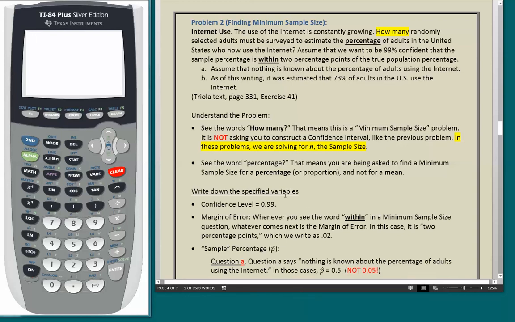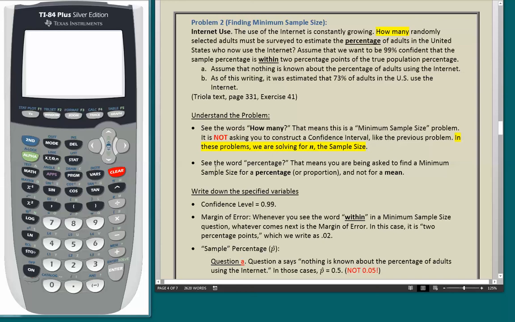So first we want to understand the problem. Do you see the words how many? That means this is a minimum sample size problem. I want to make that very clear. Those words right there, how many? As soon as you see those words, you know this is a minimum sample size problem. It is not a confidence interval problem. You are not being asked to construct a confidence interval. And that's what it says right here. It is not asking you to construct a confidence interval like the previous problem. In these problems, we are solving for n. If you remember, n is the symbol for the sample size. So we're going to find out, how big does our sample have to be?